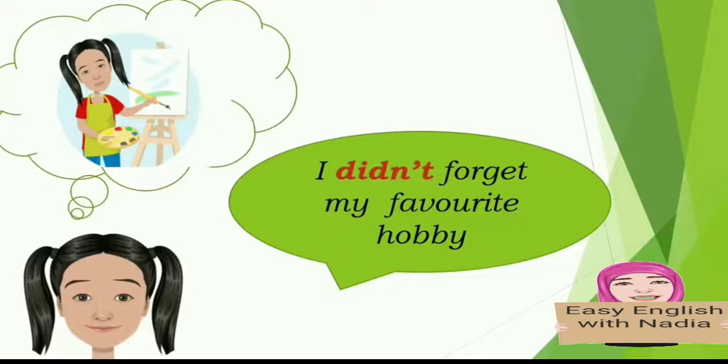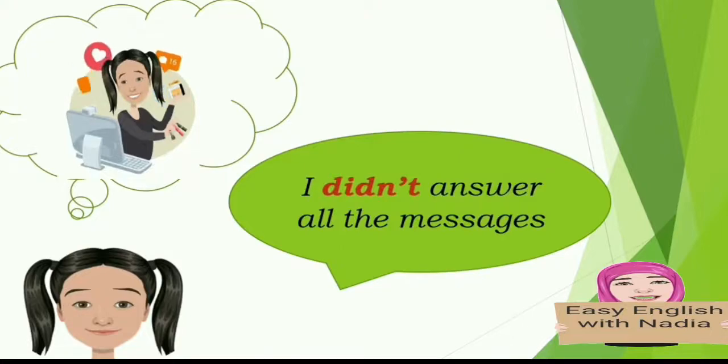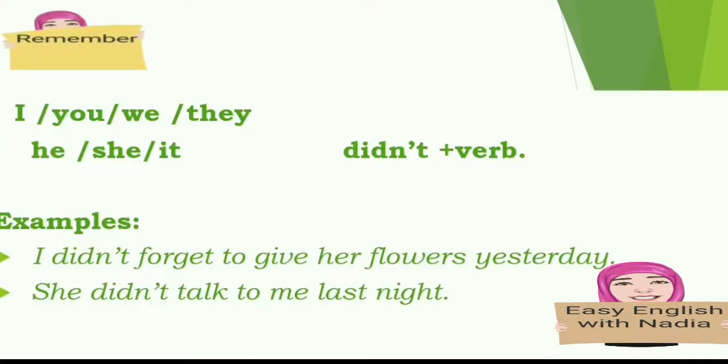The negative form of the simple past. For example, I didn't forget my favorite hobby. I didn't answer all the messages. Remember, I, you, we, they, he, she, it, didn't, plus verb. For example, I didn't forget to give her flowers yesterday. She didn't talk to me last night.